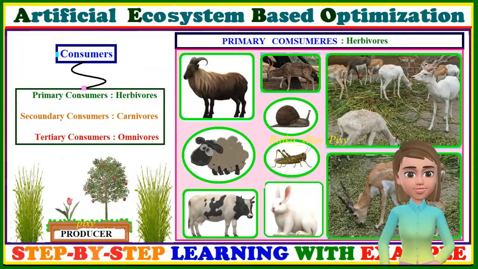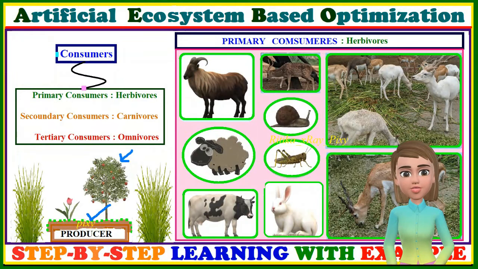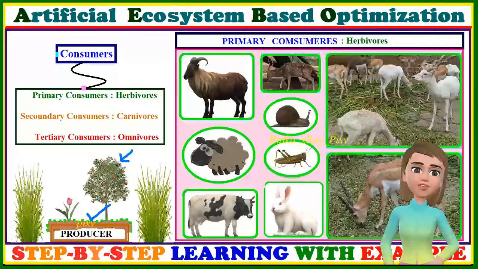First, we have the producer. Producers are also known as autotrophs, for example, green plants. They can make their own food. As we all know, green plants can make their own food through the photosynthesis process, where they convert the sun energy into chemical energy, and they use the converted energy for their growth and to make their food.